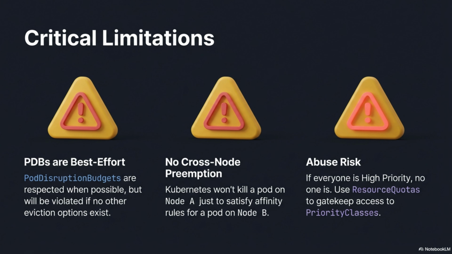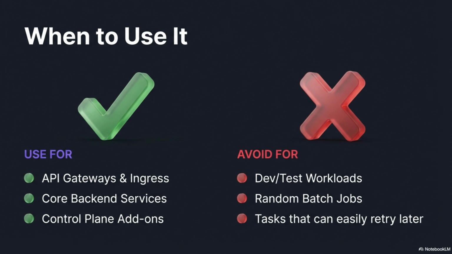So all of this brings us to the final and maybe the most important section. Where should you actually apply this stuff? Using priorities strategically is absolutely key to a stable cluster. The best use cases are for the absolute pillars of your infrastructure. We're talking about your API gateways, your core backend microservices, essential add-ons like monitoring or logging agents, and anything that is directly customer facing. These are the workloads that, if they can't run, cause an immediate and very visible problem.